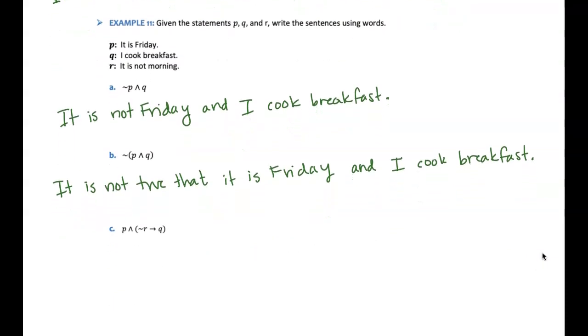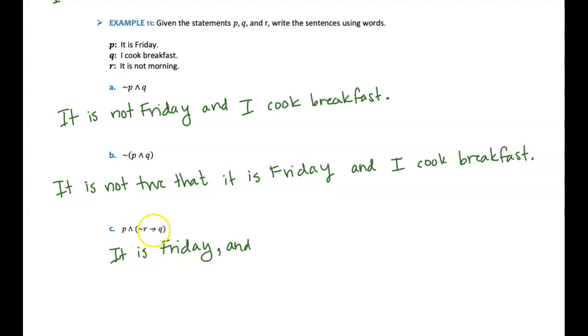Part C. Here we have parentheses on the right-hand side towards the end of our compound statement. And in this case, we're going to use a comma to help indicate that P is by itself. And then after the and, we have two statements that are connected together with parentheses. So let's start with statement P that's by itself. It is Friday. Then I'm going to use a comma with that word and I'm going to show that the negation R, arrow Q, the conditional, is all after that comma.